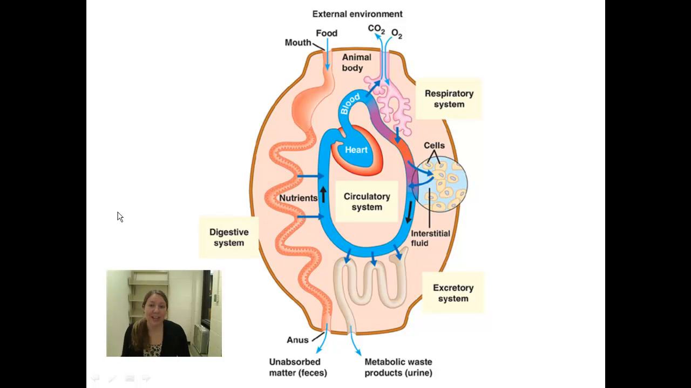Now, what you're looking at in front of you is, well, your body, in a simplified form. But you'll notice, look what's right in the middle. It's our circulatory system. And it's right in the middle because it helps move things around from your digestive system and from your lungs and from your kidneys. It works with all these other systems in your body.